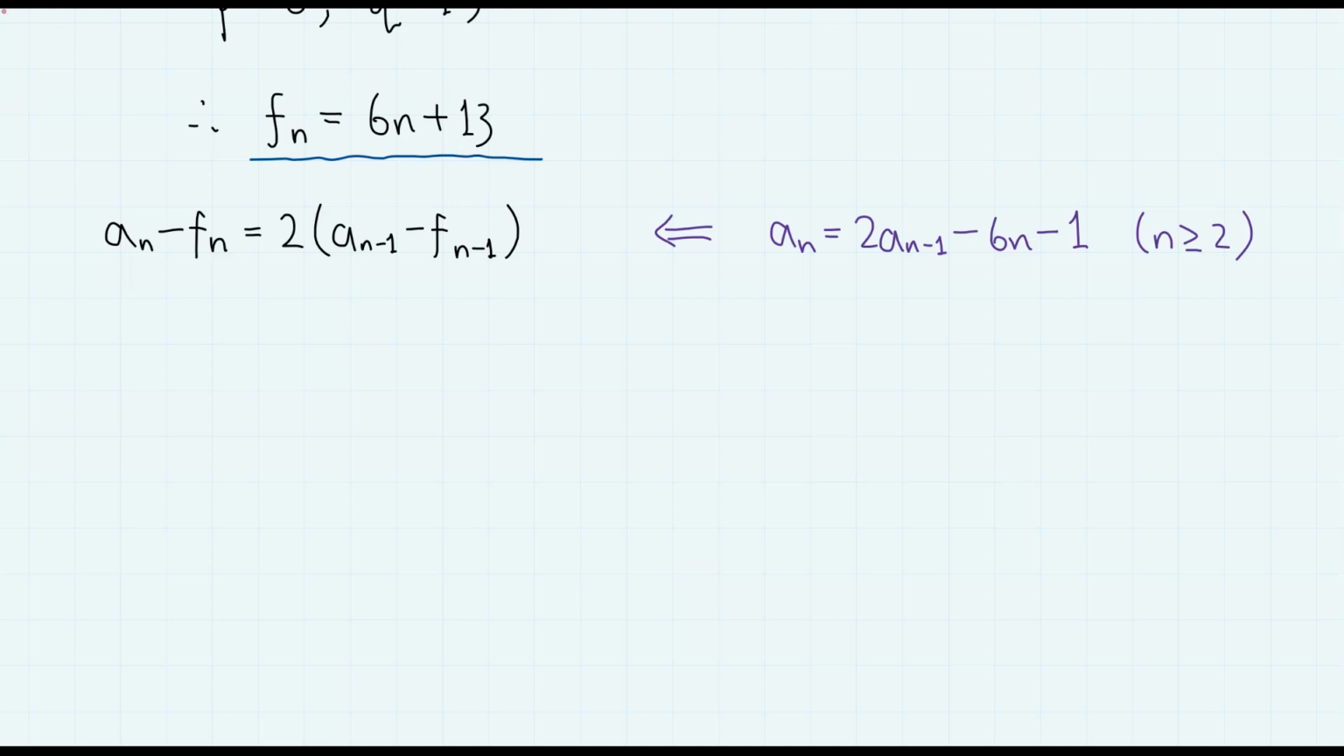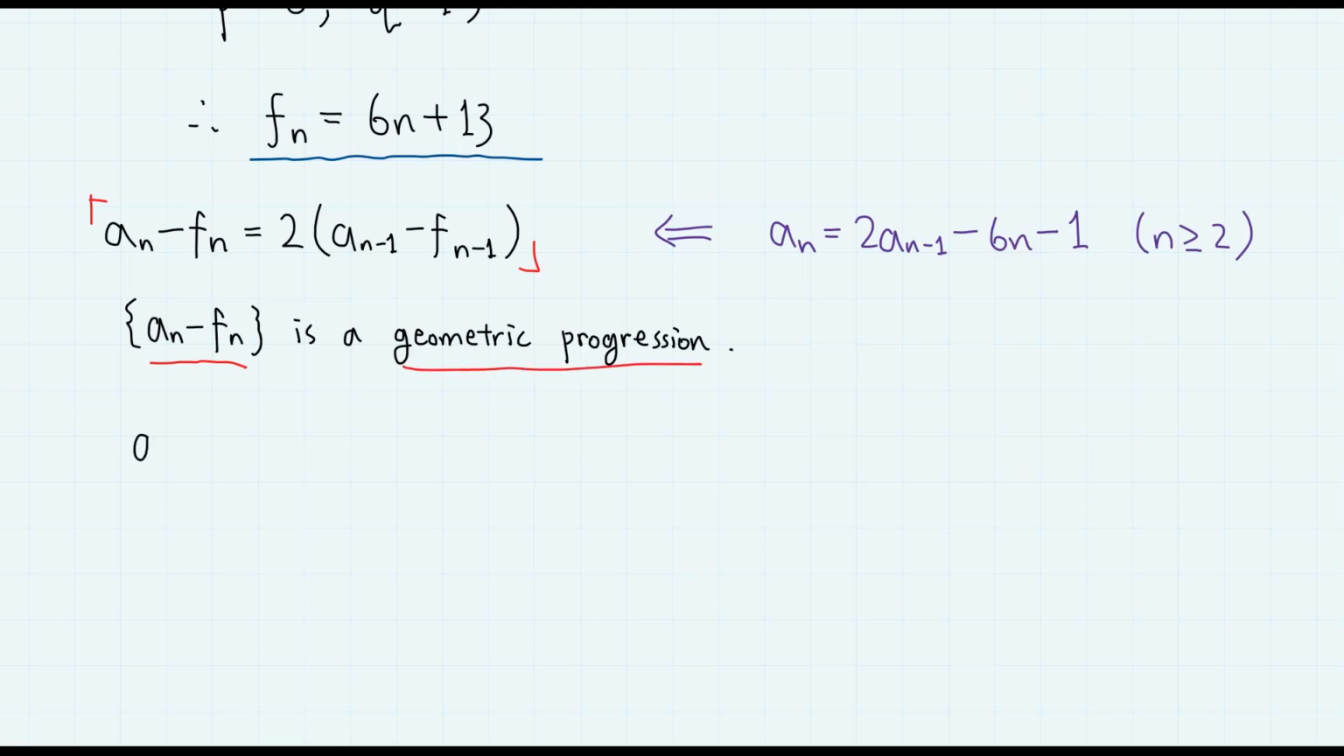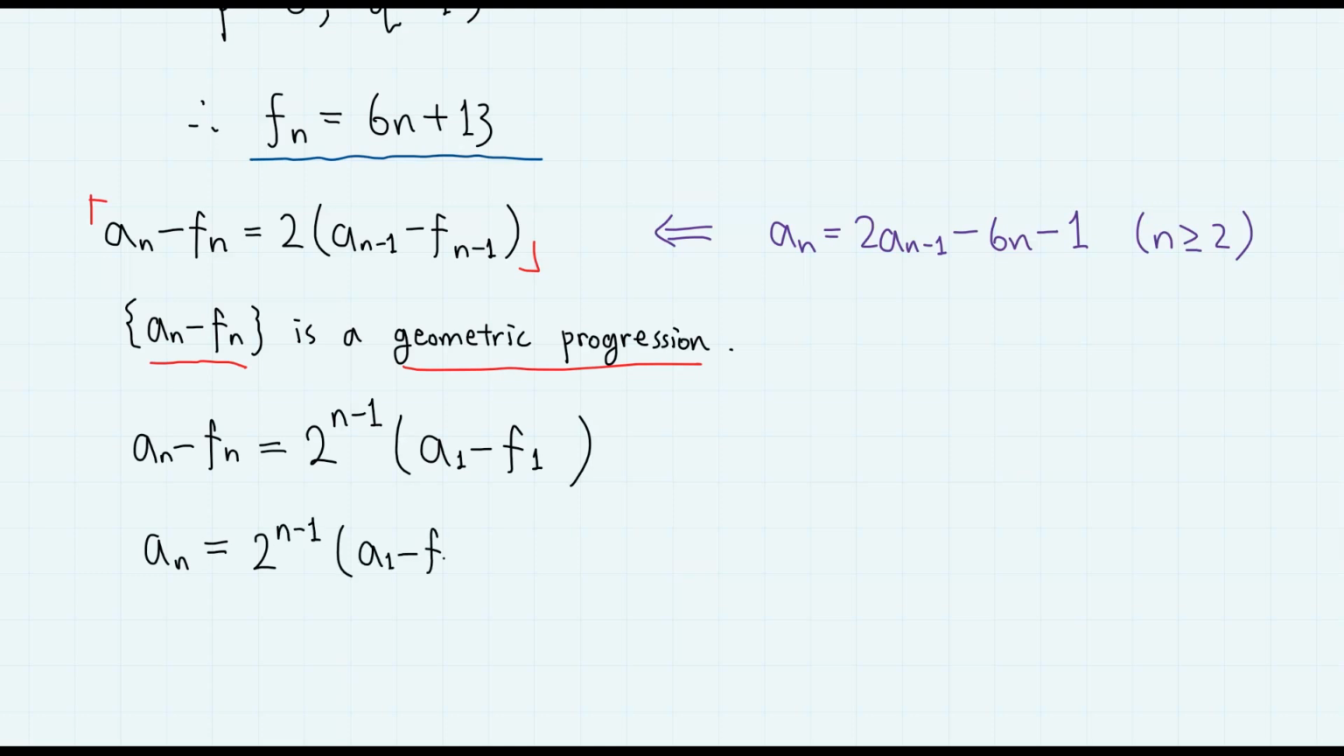The existence of f_n means that we can indeed change the given recurrence relation into the form a_n minus f_n equals 2 times (a_(n-1) minus f_(n-1)), which implies that the sequence a_n minus f_n is a geometric progression. Therefore, its general term a_n minus f_n is given by common ratio 2 to the power of n minus 1 times the first term, which is a_1 minus f_1. Therefore, we can write a_n equals 2 to the power of n minus 1 times (a_1 minus f_1) plus f_n.